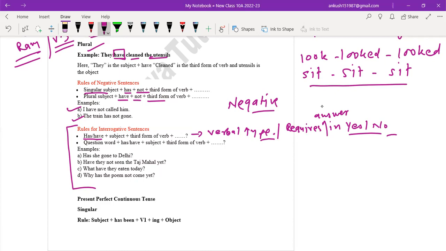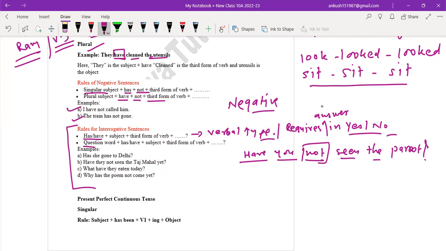Second thing, it is very necessary to understand a vital point here. If you want to make it negative interrogative, how do you do it? This is a negative sentence: helping verb plus subject, and after the subject you have to put not, to make the sentence negative as an interrogative sentence. Have you not seen the parrot? So this is how you make the sentence negative.